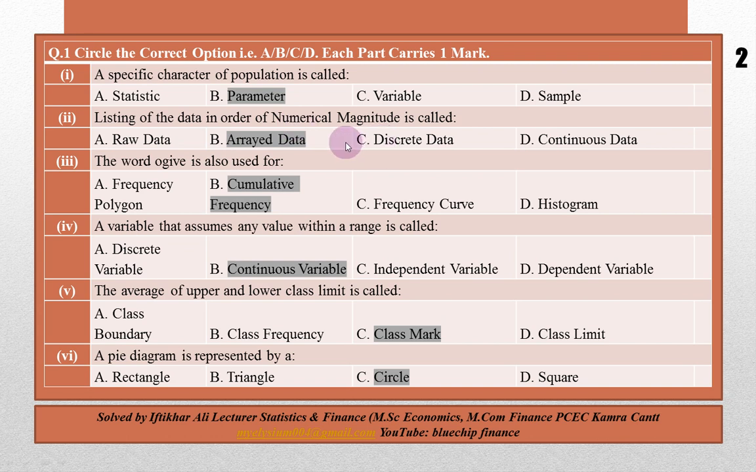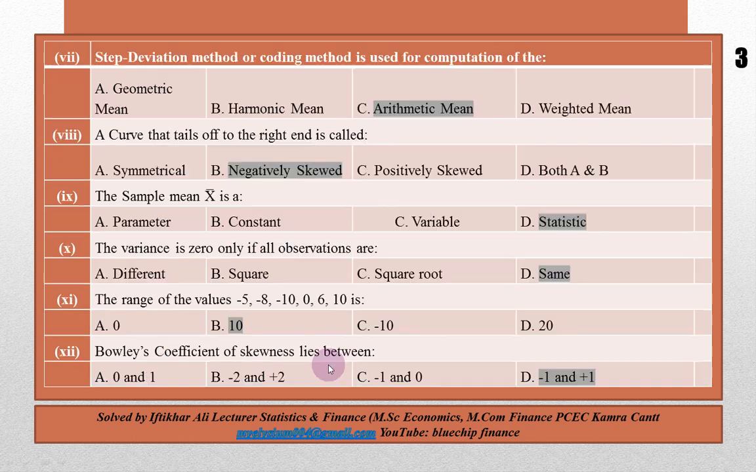magnitude is called arrayed data. The word ogive is also used for cumulative frequency. A variable that assumes any value within a range is called continuous variable. The average of upper and lower class limit is called class mark. A pie diagram is represented by circle. Step deviation method or coding method is used for computation of the arithmetic mean.